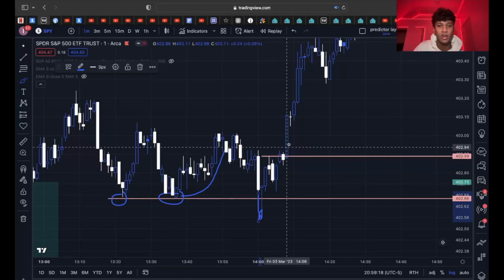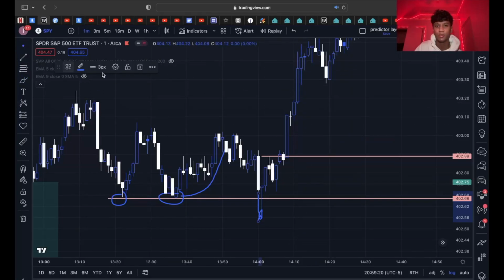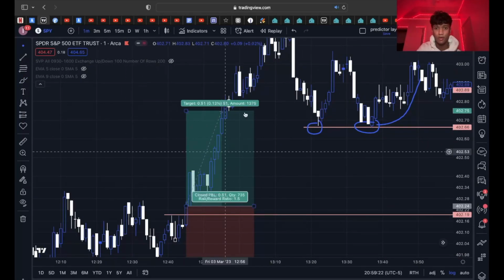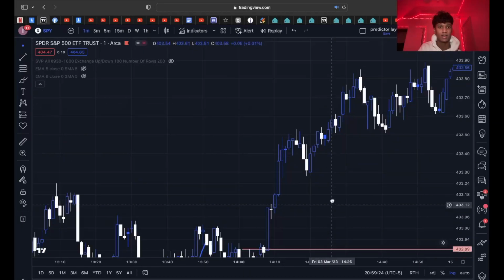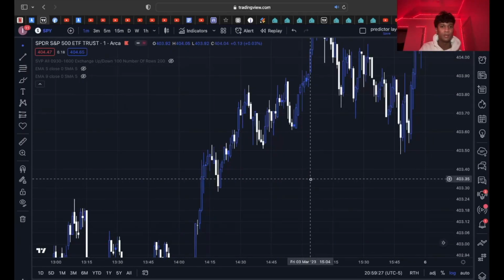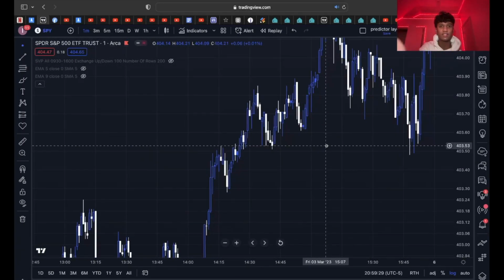And what happens? The market completely reverses, bro. Look at this huge move. You see how this was a huge move right here? Look at this move. The market went absolutely ballistic. That's like 600% right there.